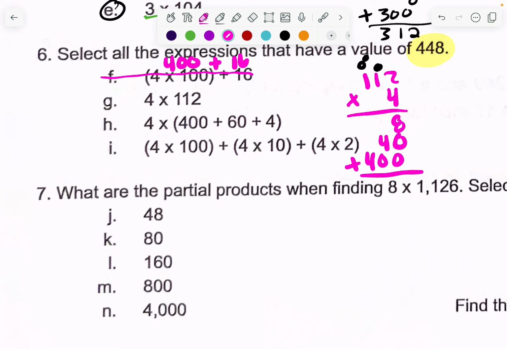I'm going to add this one up. 8 plus zeros are 8. So I'm going to move it down here a little bit. 4 plus 0, 4, and 4. So this one would work, absolutely.